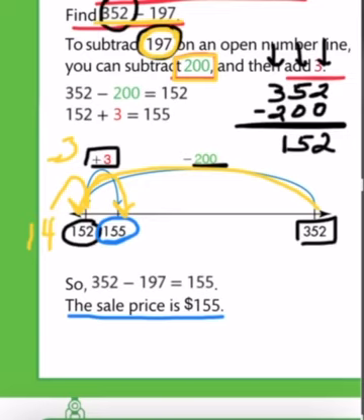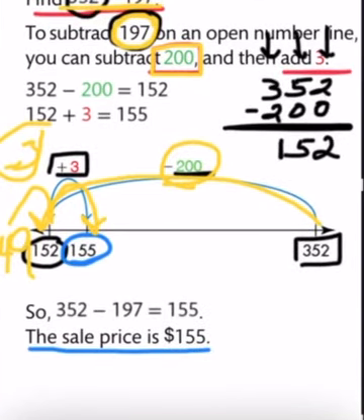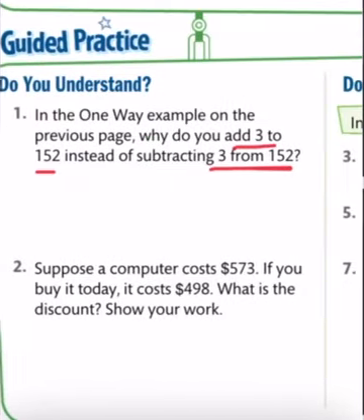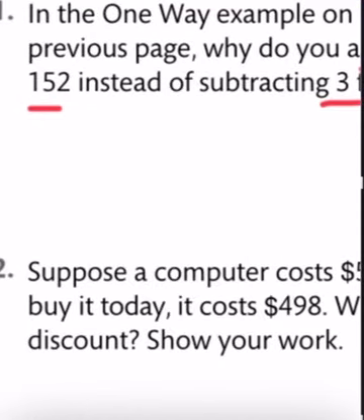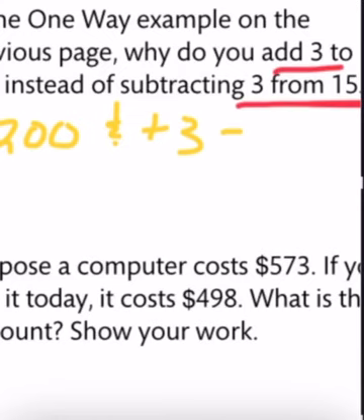If we subtracted 3 more, that would have put us at 149. What we would have done is subtract 200 and then 3 more. We would have subtracted 203. We would have subtracted way too much, right? So they subtracted the 200 and then added 3 back on so that we only subtracted 197. So that's why we add 3. We originally subtracted 200 and then add 3, so it equals 197 that we subtracted.